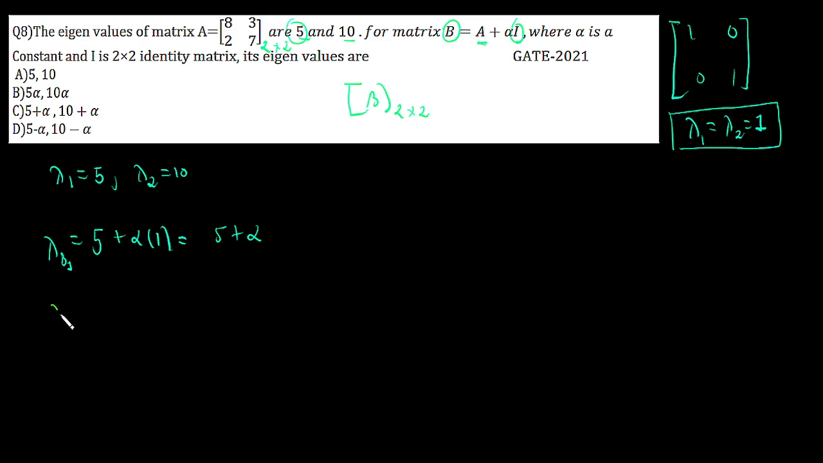And now the second eigenvalue, let's call it lambda B2. It is the second eigenvalue. So I can say 10 plus again alpha times 1. So I can say 10 plus alpha is the second eigenvalue for this matrix B. So now option C contains the correct set of eigenvalues which correspond to this matrix B. And here the eigenvalues depend on this scalar alpha. If alpha is changed, then the eigenvalue is also changed.